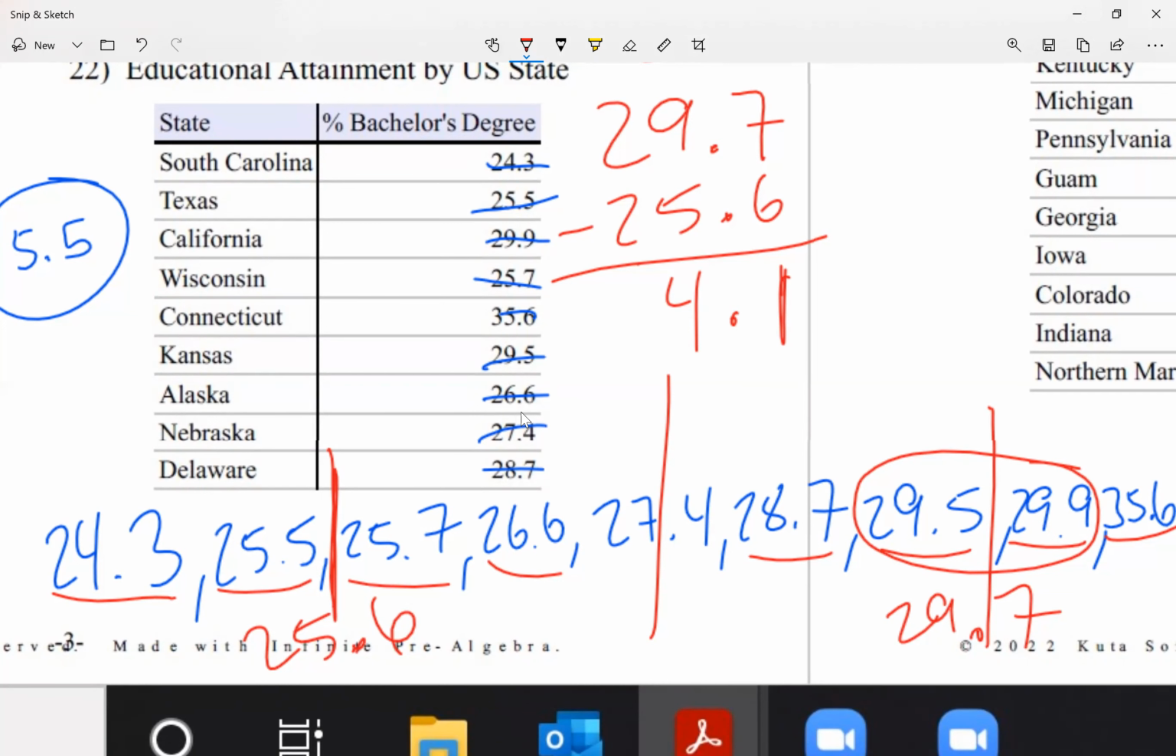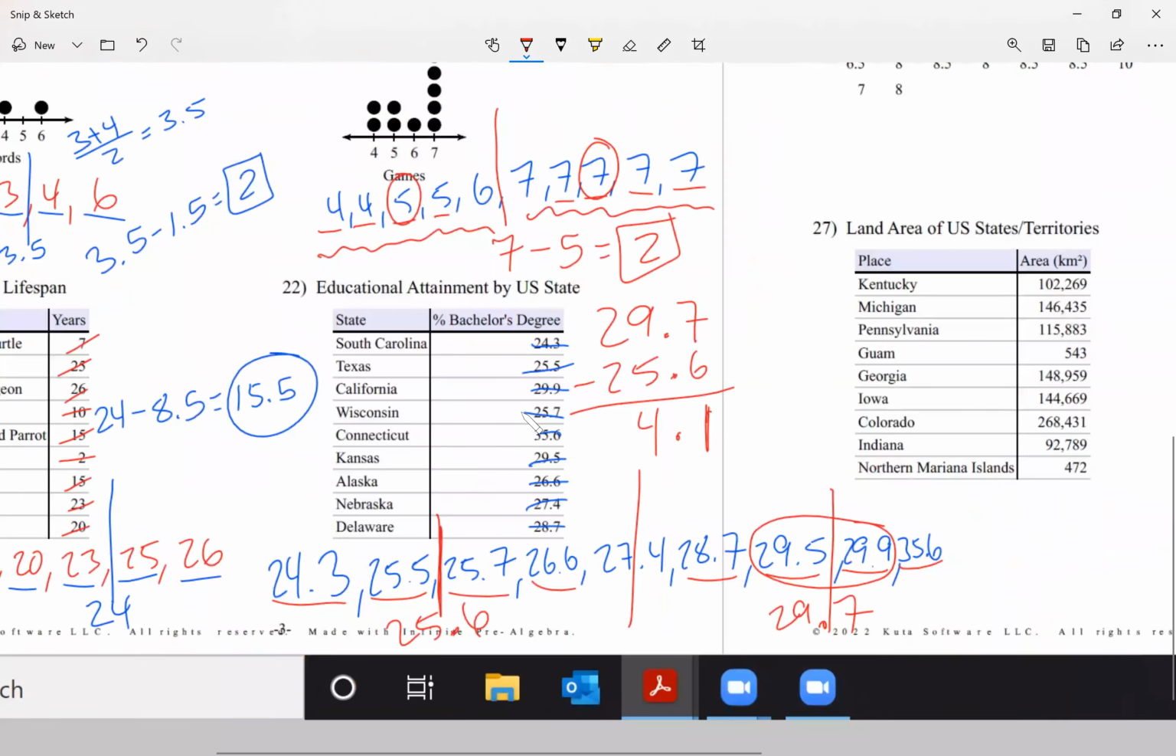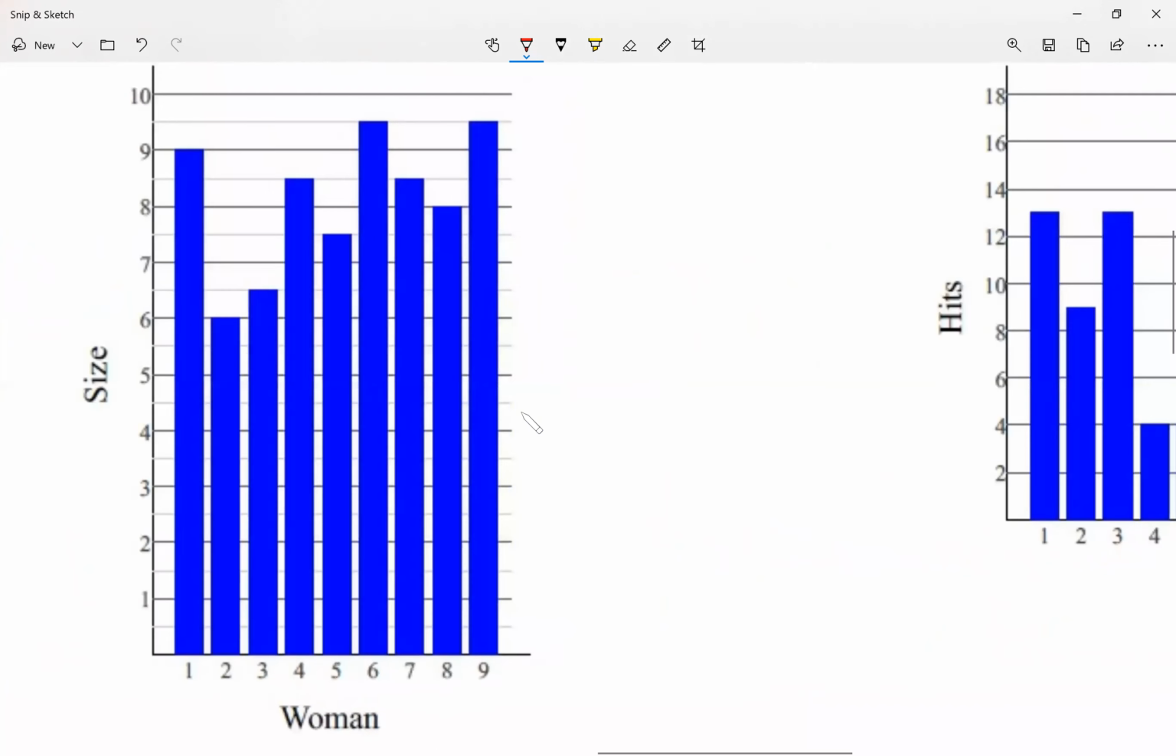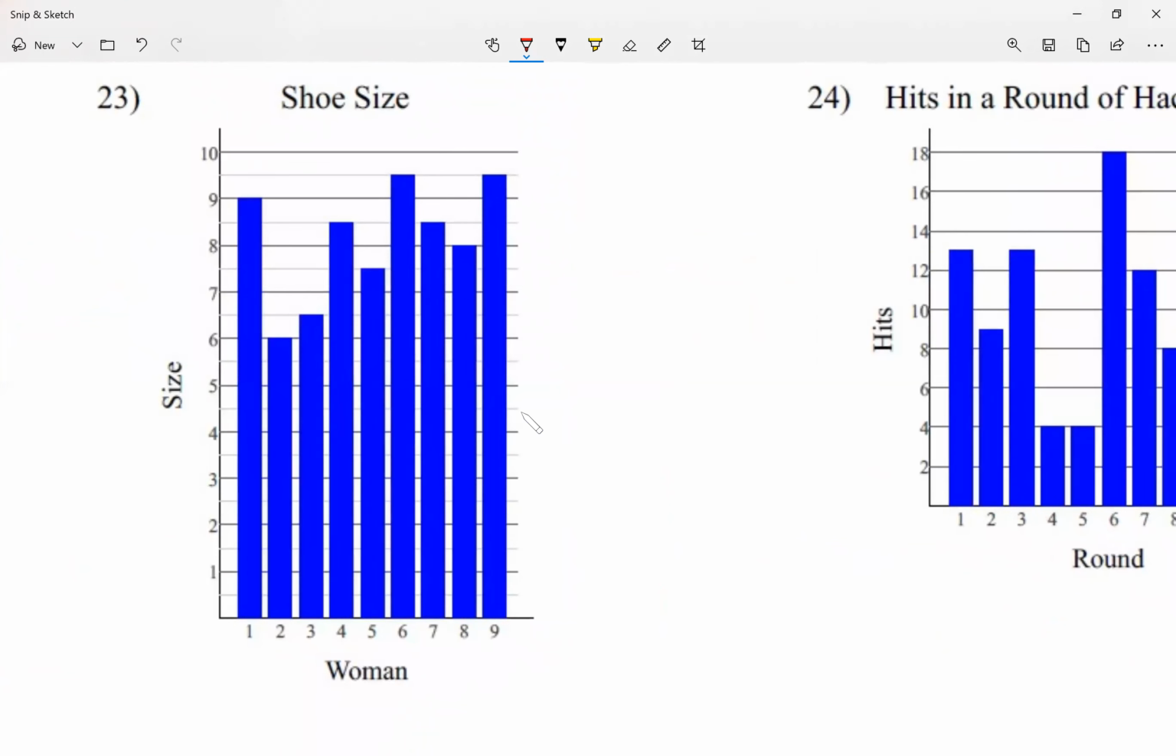All right, cool. Now let's take a look at the last two questions, 23 and 24. Question number 23, for shoe size. I'm not interested in woman 1, 2, 3, or 9. I'm interested in the numbers on the left. I'm going to say my first number is 9, then 6, 6.5, 8.5, 7.5, 9.5, 8.5, 8, and 9.5. I got all these numbers from the left side.